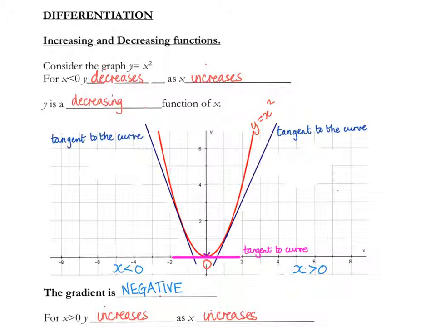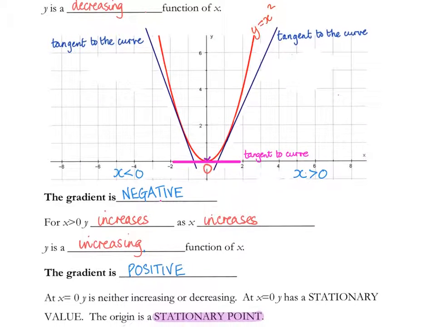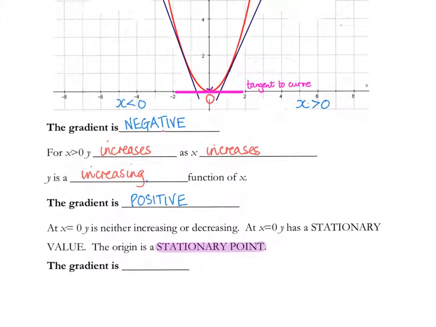When we have a stationary point, that's when the gradient is equal to 0. So we're looking for a horizontal line. If we look at the origin, you can see a stationary point here. What I've got is a tangent to the curve y equals x squared. We have got a horizontal line, and that means that we have 0 gradient. So that's one of the key things that we're going to be using in this chapter. At the origin, the stationary point, the gradient is 0.